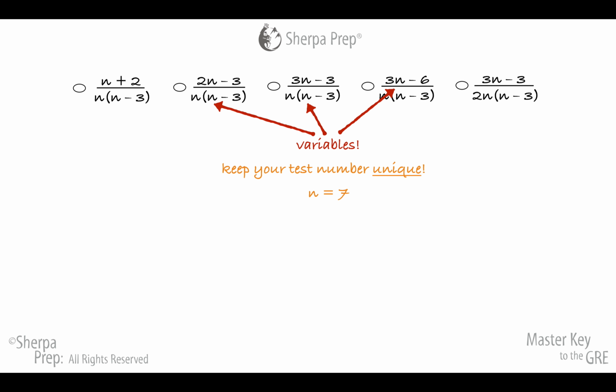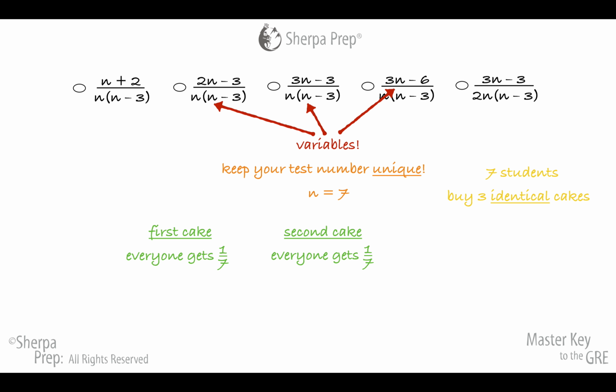So to start, if there are 7 students and they buy 3 identical cakes, when they split up the first cake, everyone's going to get 1/7 of the cake because everyone gets a slice. And likewise, when they split up the second cake, again, everyone's going to get 1/7 of the cake because, again, they're splitting it 7 ways. Now, according to the problem, when we get to that last cake, 3 of the students decide they don't want cake anymore, which means that last cake is going to be split 4 ways. In other words, everyone's going to get 1/4 of the cake.